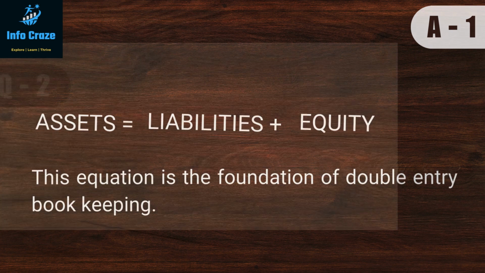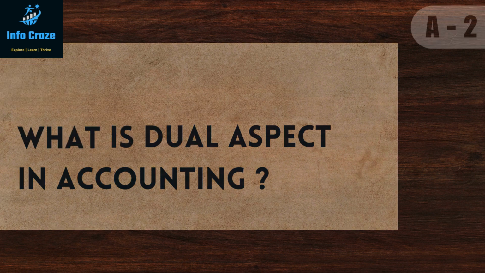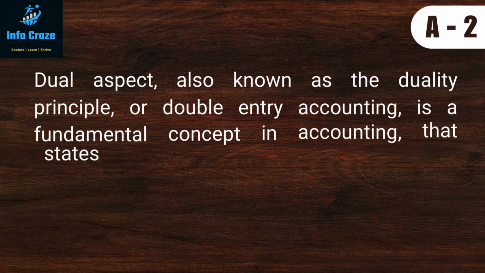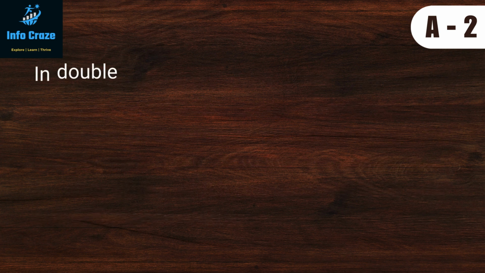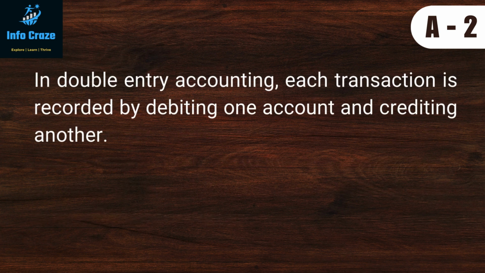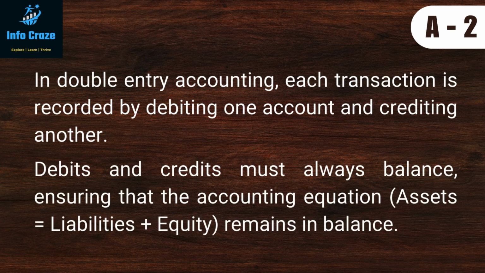Question 2. What is dual aspect in accounting? Dual aspect, also known as the duality principle or double entry accounting, is a fundamental concept in accounting that states that every financial transaction has a dual effect, which is recorded in at least two different accounts. In double entry accounting, each transaction is recorded by debiting one account and crediting another. Debits and credits must always balance, ensuring that the accounting equation, that is, assets equal liabilities plus equity, remains in balance.